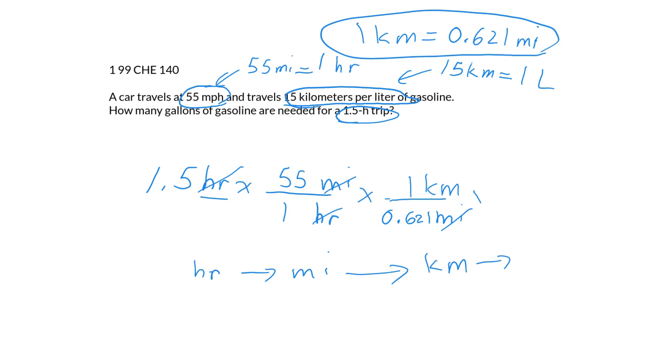I don't want kilometers, but I already know something about kilometers. I know the relationship to liters. And hey, I'm wanting volume, right? I'm wanting gallons. So I'm getting closer by the minute. I know that 15 kilometers is equal to 1 liter based on what the problem told me. So I've now canceled out my kilometers. And I have liters. I don't want liters. I want gallons. So I have to find a relationship between gallons and liters.